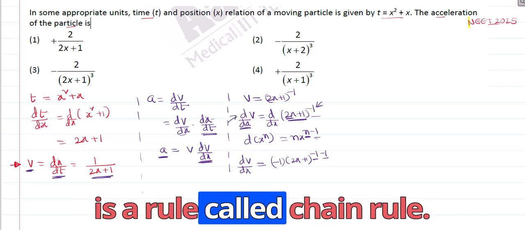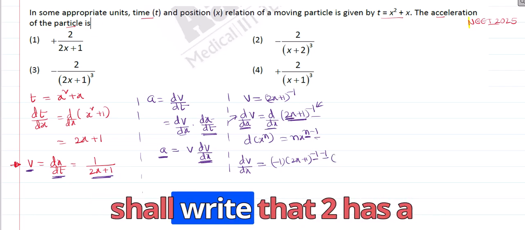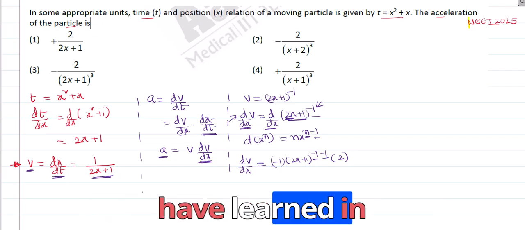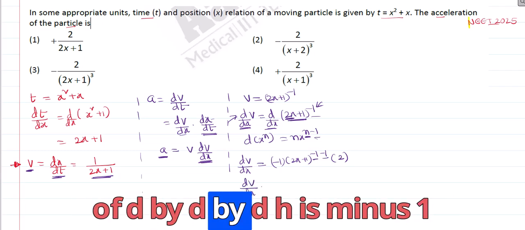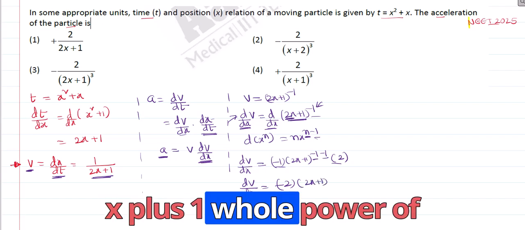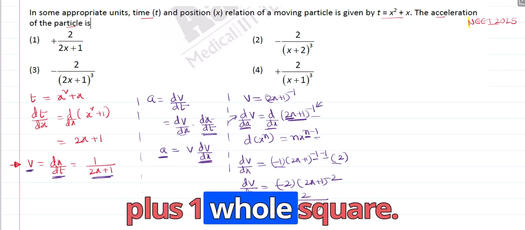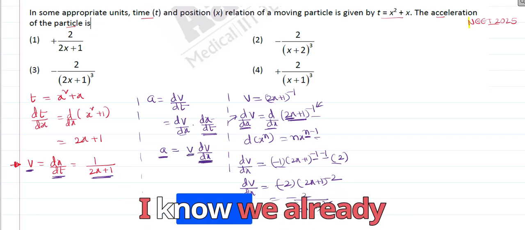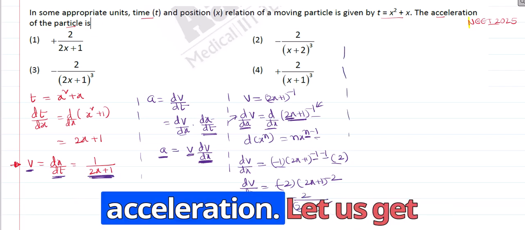And you are differentiating with respect to x, where you are planning to find v. Then there is a rule called the chain rule. As 2x is a term of x, I shall write that 2 as a kind of chain rule in differentiation. Probably you might have learned it in mathematics. So the value of dv/dx is minus 1 times 2, which is minus 2, times (2x + 1) to the power of minus 2, or minus 2/(2x + 1)². So I got dv/dx. I know v already. Substitute both of them so that you will get the acceleration.